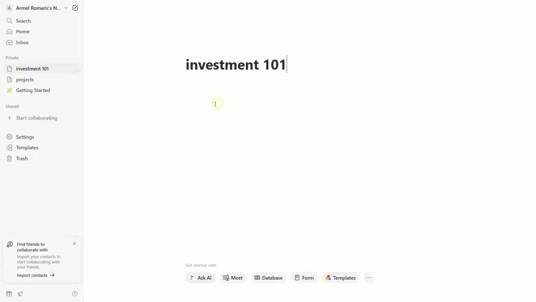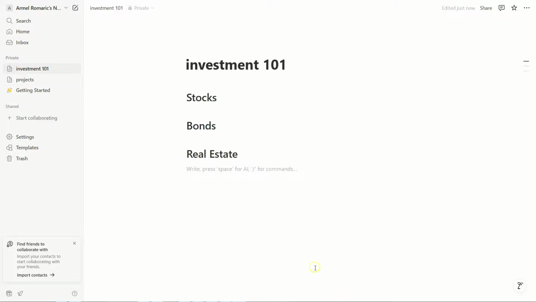Next up, divide your page into sections like stocks, bonds, real estate, and so on. This helps us because it provides a clear overview of our diverse investment assets.